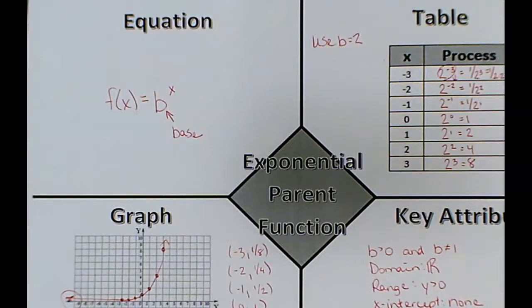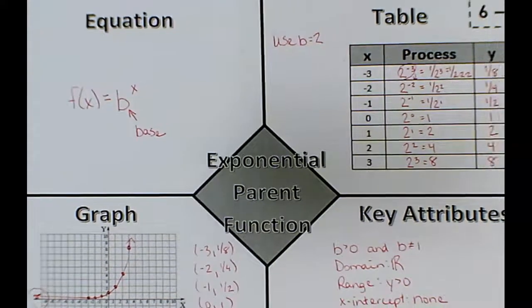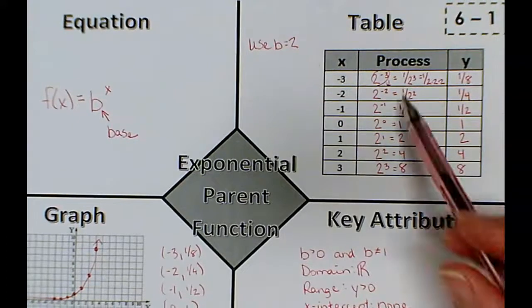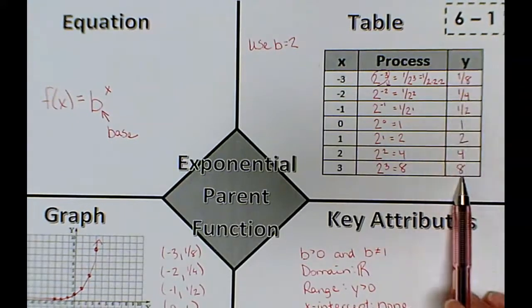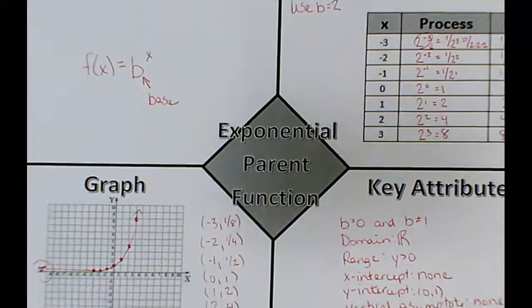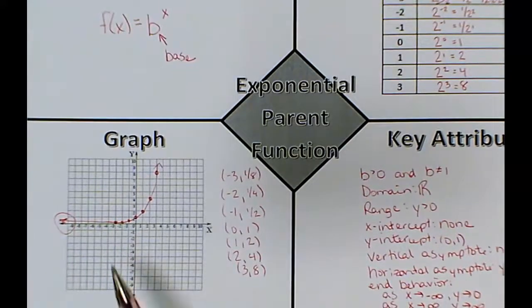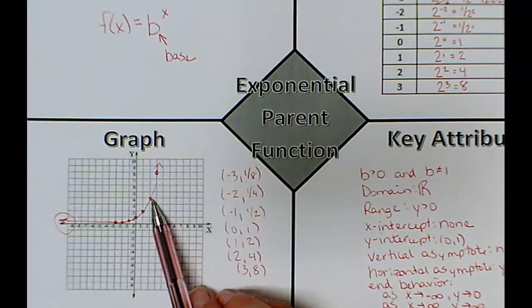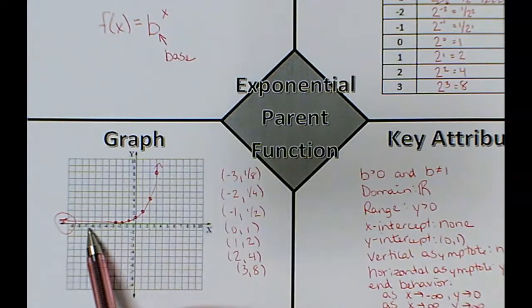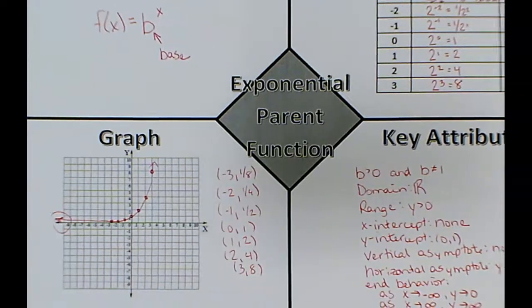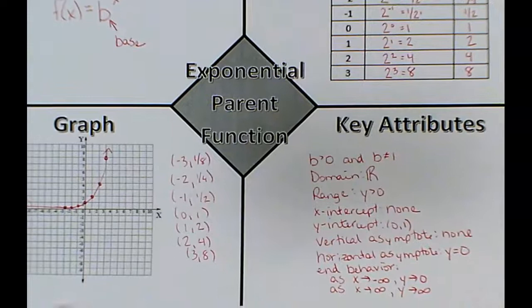So this is the exponential parent function today. The equation is f(x) equals a base to the power of x. We used a base of 2 to generate a table of values. We took those values, we created ordered pairs, and we plotted them on a graph, recognizing that we had some kind of horizontal asymptote. And then we have a list of our key attributes.